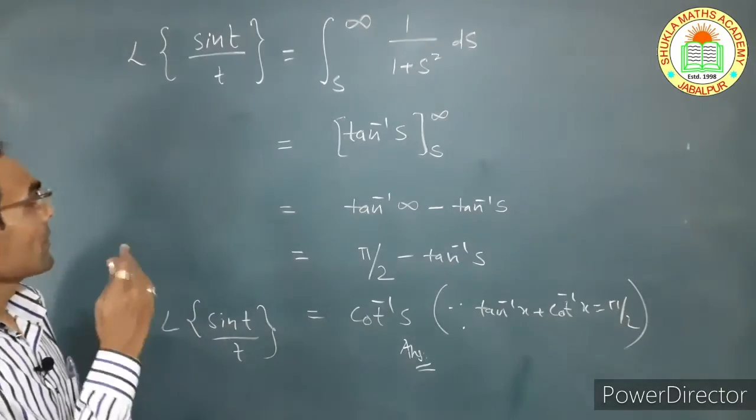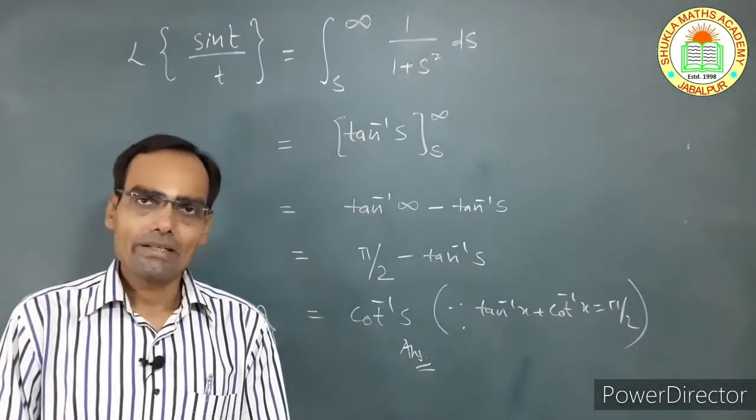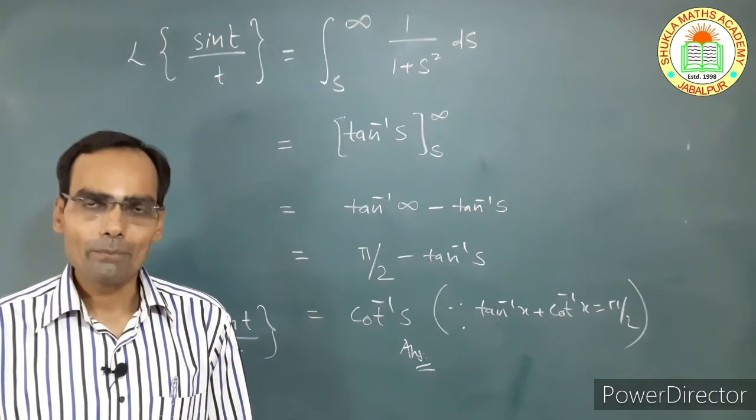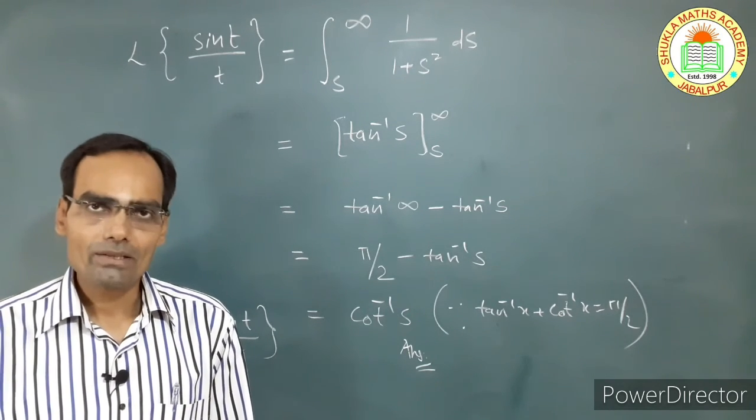So that is the fifth property, division by t, and both the fourth and fifth properties are very important properties in the Laplace transform.